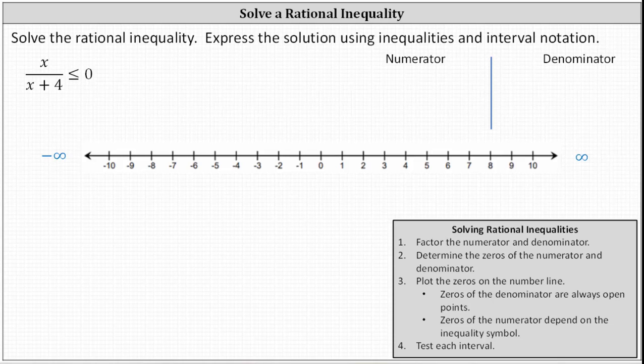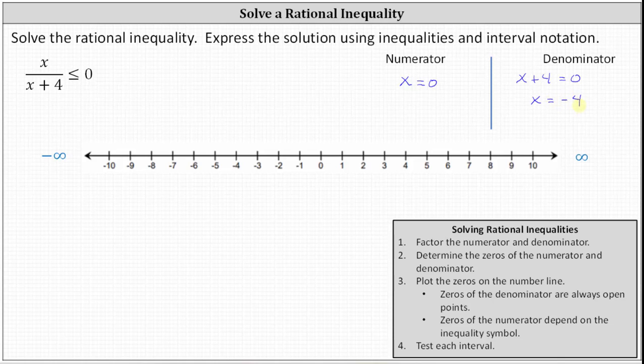Looking at the rational expression on the left, the 0 of the numerator is just x equals 0. The 0 of the denominator is the value of x where x plus 4 is equal to 0. Solving for x, we have x equals negative 4.